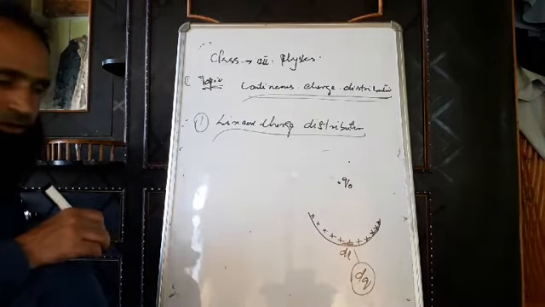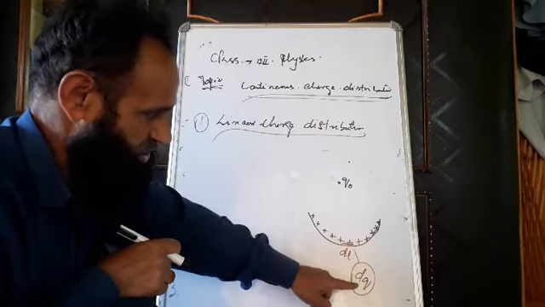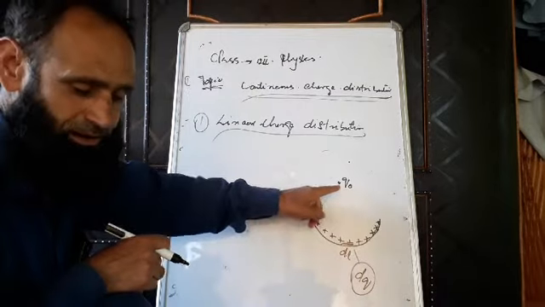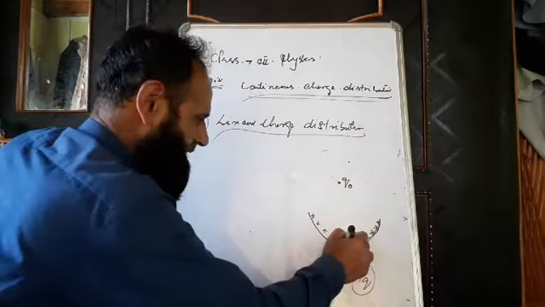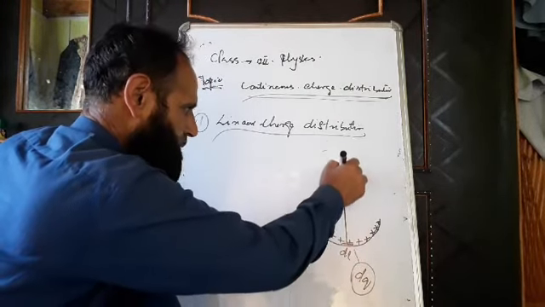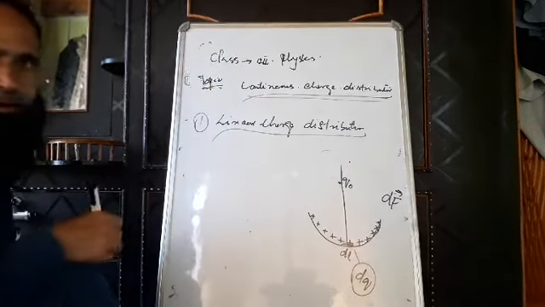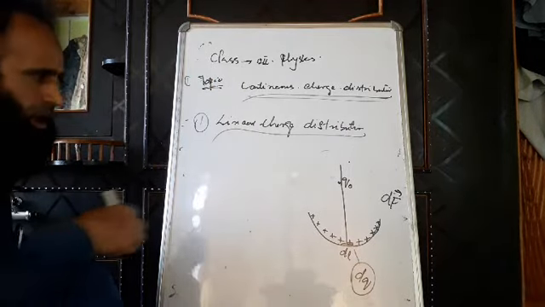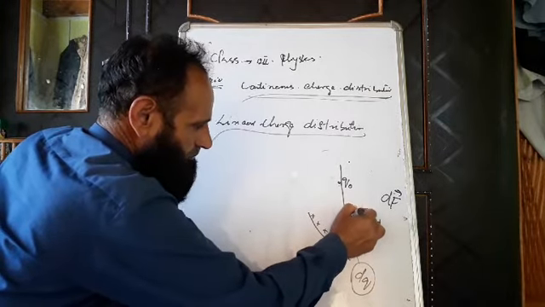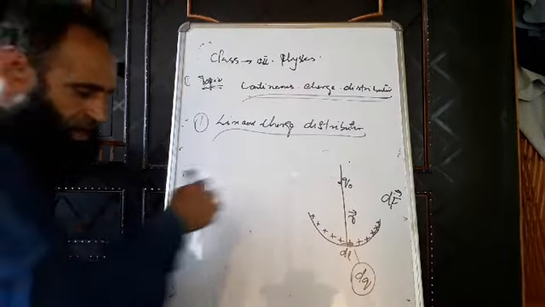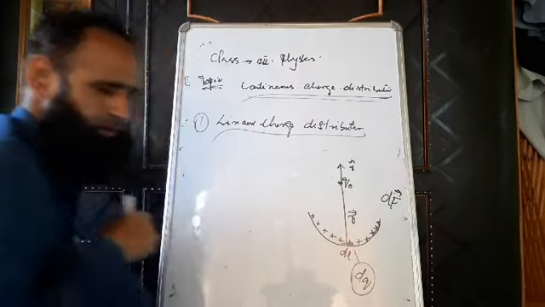Small charge dq. The charge of this dl is dq, and the other charge is q naught. They may repel or attract each other, so there may be an interaction force, which we can show by dF, the force of interaction. Let the distance between them be r, the position vector, and let us take the unit vector r cap.